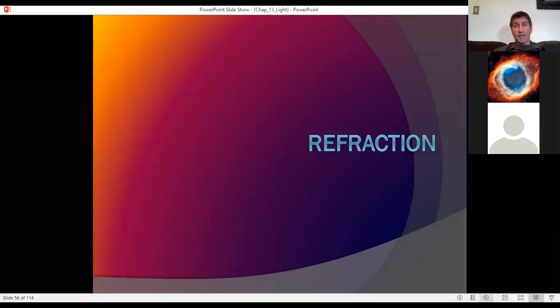Okay, so that's reflection. And again, we probably come across reflection every day. Before I come to class, I do look in the mirror to make sure that nothing crazy is going on with my face. Try to comb my hair and look somewhat professional.